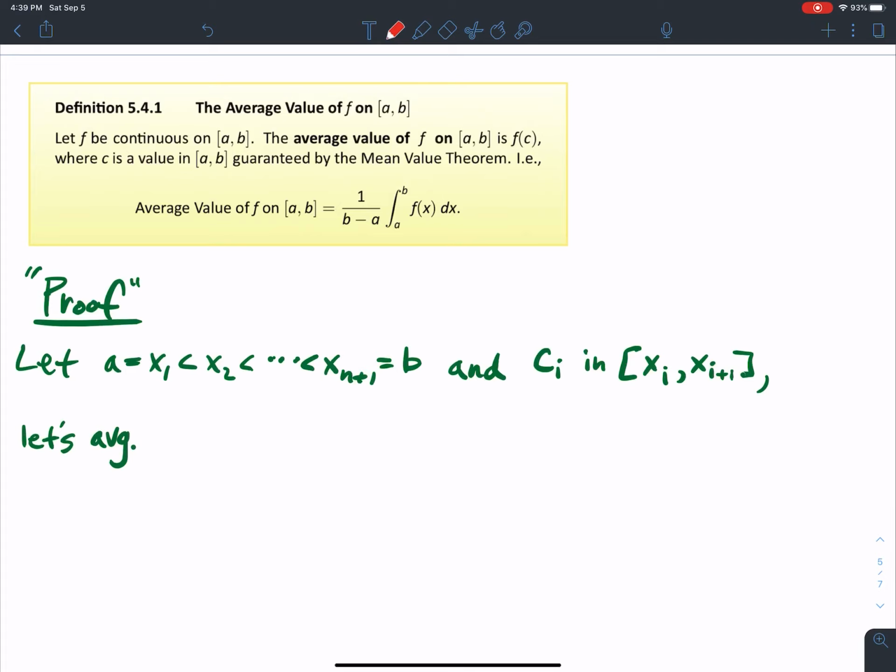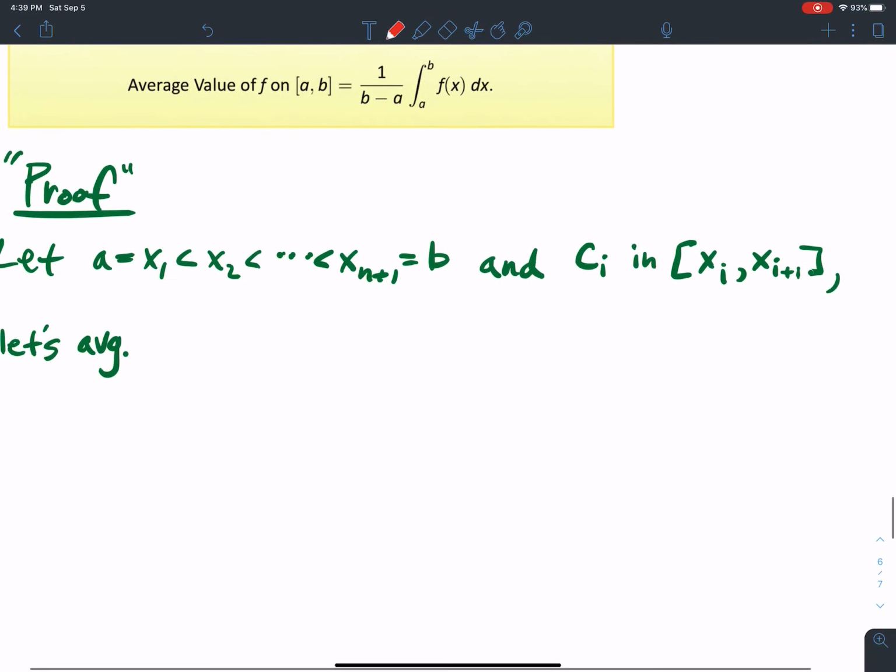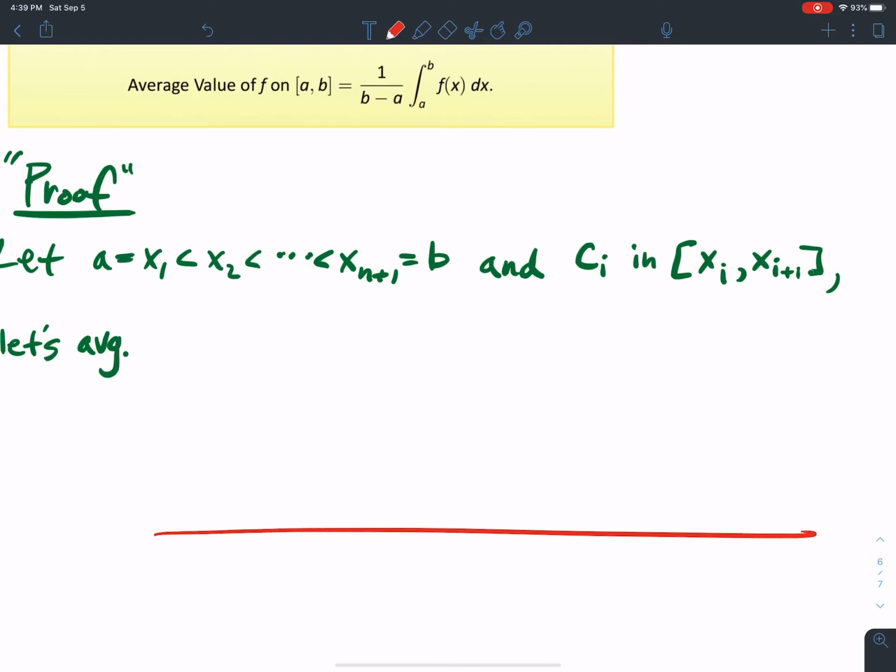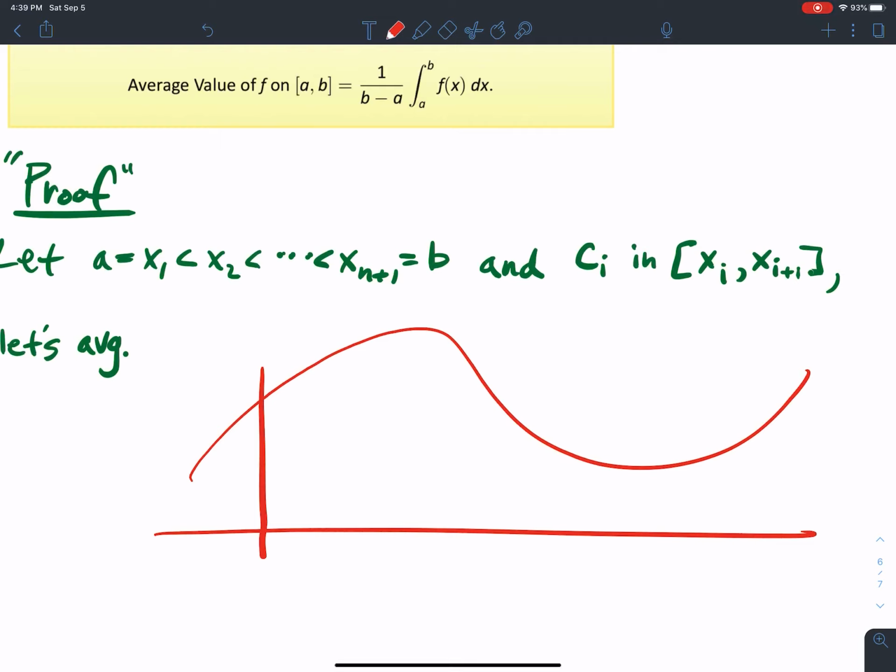So to give you a picture of what this actually looks like, say I have some interval, right? So here's my first a, and here's my last b. So I want to find the average value of the function. Maybe the average value is like right here. This is like the average value. Okay, so that's that average output there.